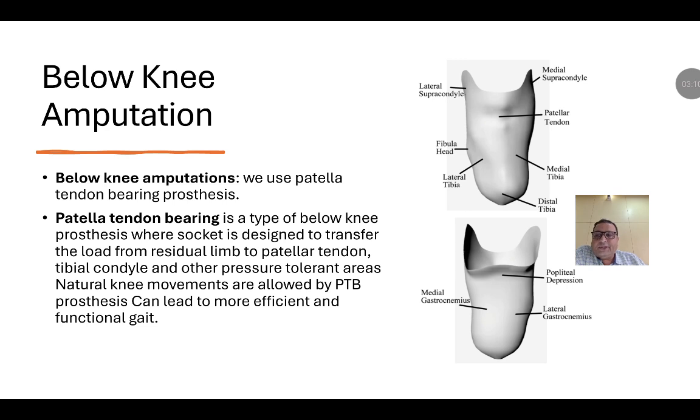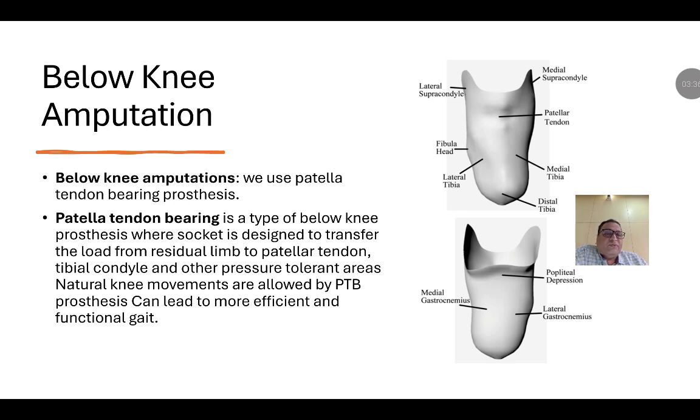Below knee amputation. For below knee amputation, we use the patellar tendon bearing prosthesis. Patellar tendon bearing prosthesis is a type of below knee prosthesis where the socket is designed to transfer the load from the residual limb to patellar tendon, tibial condyle, and other pressure tolerant areas. Natural knee movements are allowed by PTB prosthesis, which can lead to more efficient and functional gait.